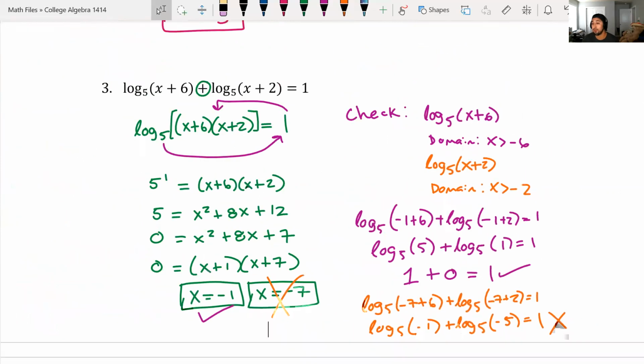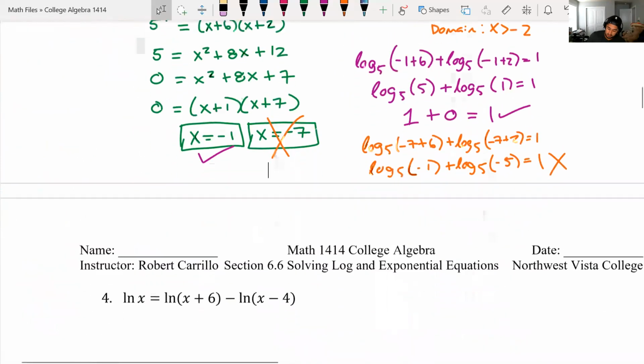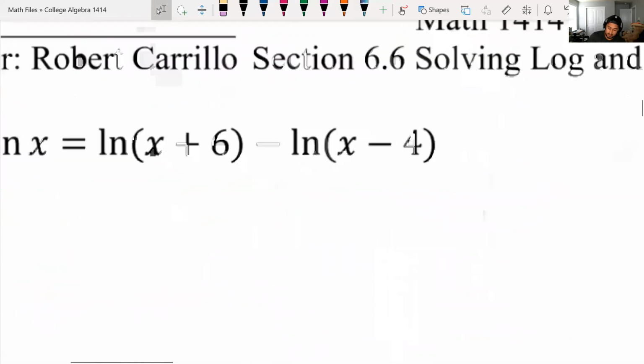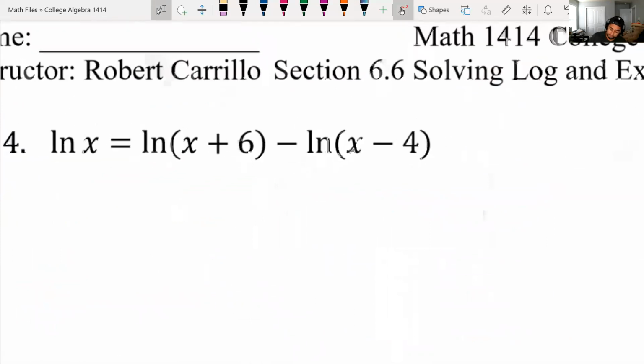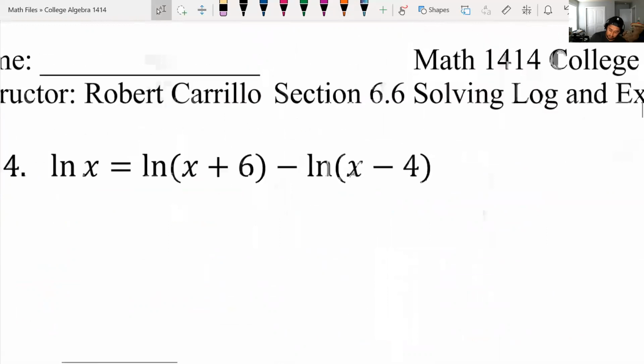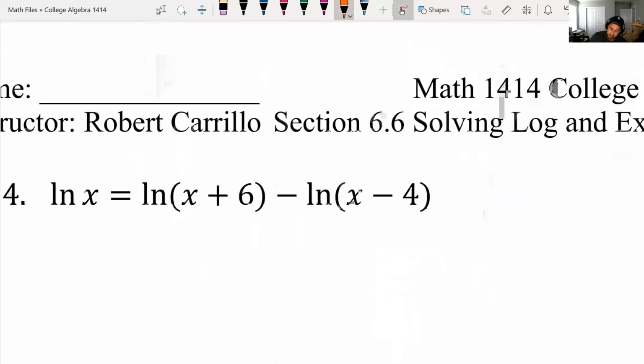Okay, good fun. Let's do it again. All right. So now we're dealing with the natural log. And this looks like the natural log of x equal to natural log of x plus 6 minus the natural log of x minus 4. So in order to solve for x, we need to combine the right side into one single logarithm.